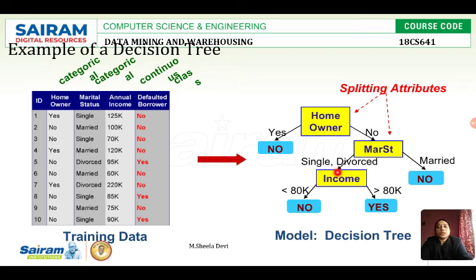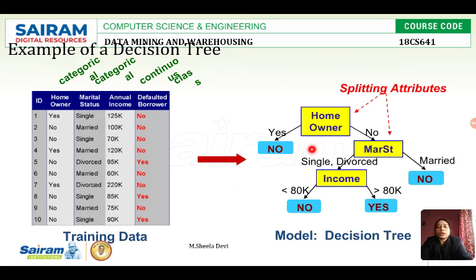Then the third property is income. If the income is less than 80,000, he will not be a defaulted borrower, no. And if the income is greater than 80,000, he will be a defaulted borrower, yes. So all the 3 properties are taken and we are learning and creating the decision tree. How will I create the decision tree now? This yes or no should be decided now. Who will be a defaulted borrower? This blue color box should be decided now.